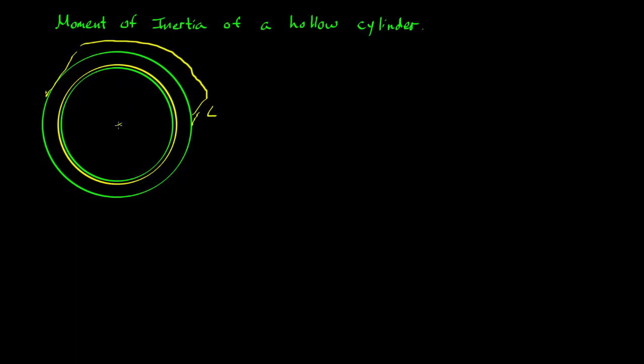And so basically, what we're going to do is define a radius here to the inner wall, and that's going to be little r. And then we'll define a new radius all the way outside, and that's big R.